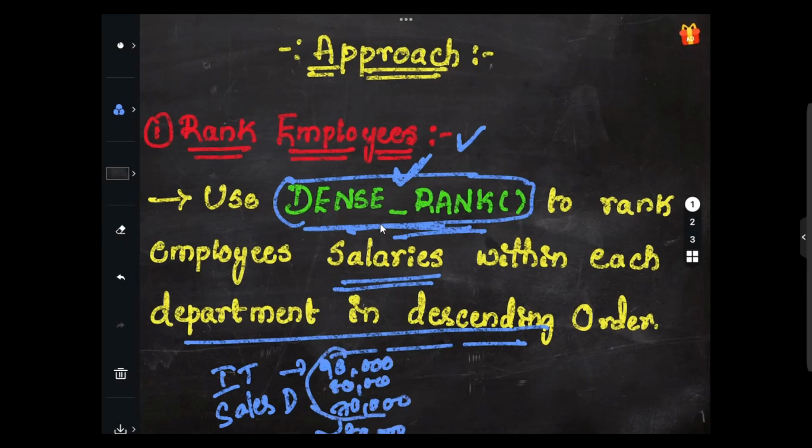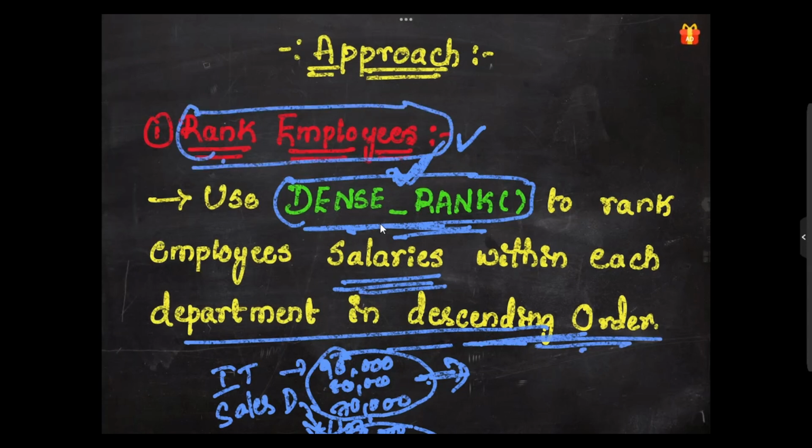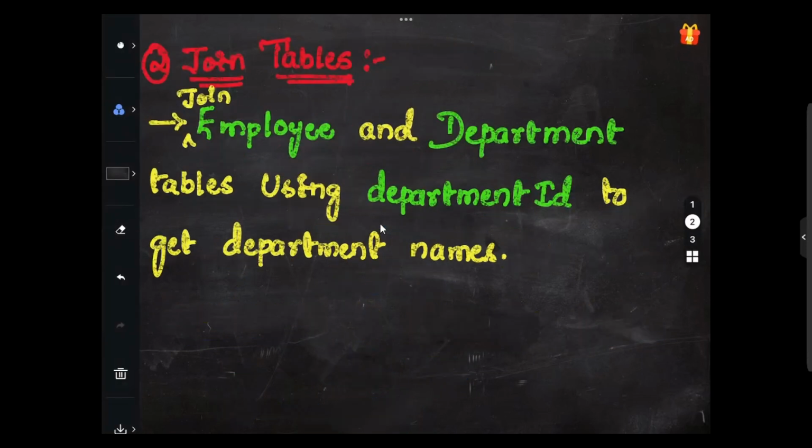So we have to rank salaries in descending order based on the department, IT and sales here, right? That's what we will be doing by making use of dense rank, to rank the employee salaries within each department in descending order. So this is very important. First we will rank the employees. I hope this is clear and easy to understand, right?